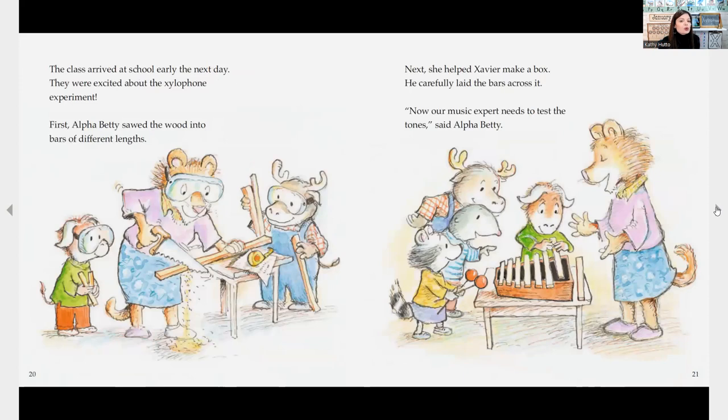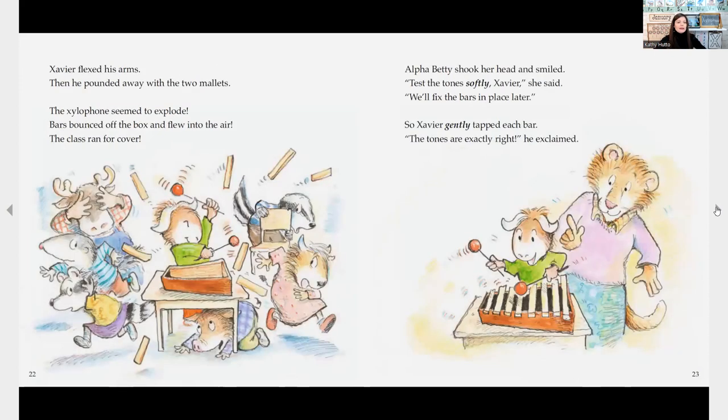The class arrived at school early the next day. They were excited about the xylophone experiment. First, Alpha Betty sawed the wood into bars of different lengths. Next, she helped Xavier make a box. He carefully laid the bars across it. "Now our music expert needs to test the tones," said Alpha Betty.